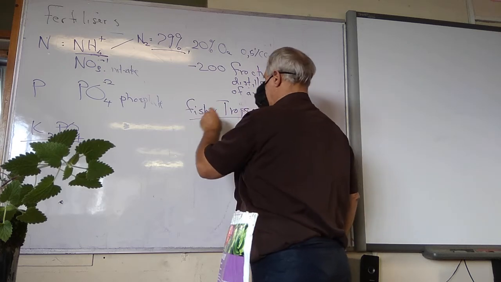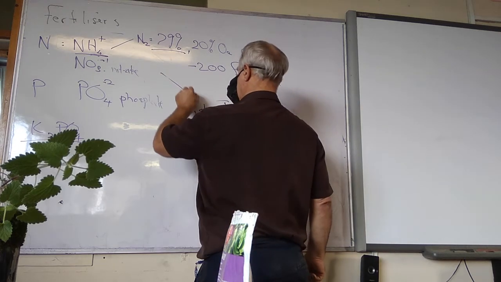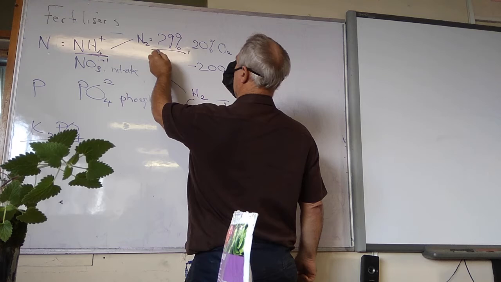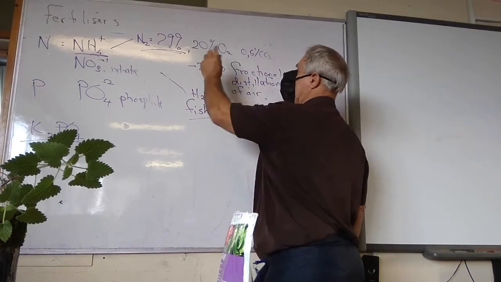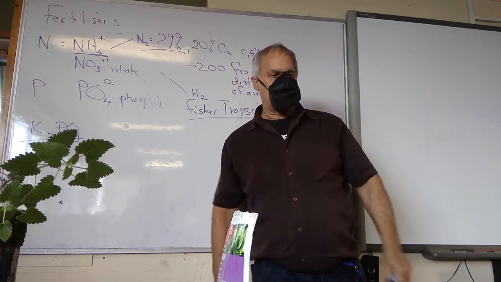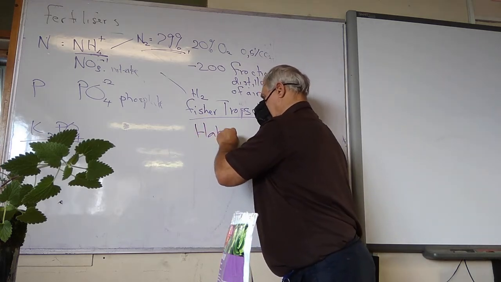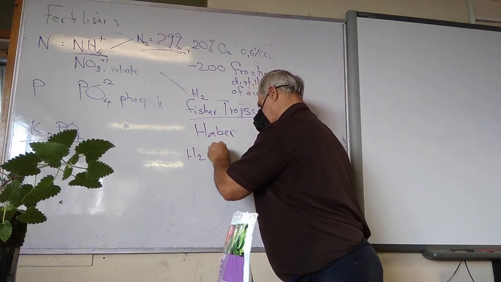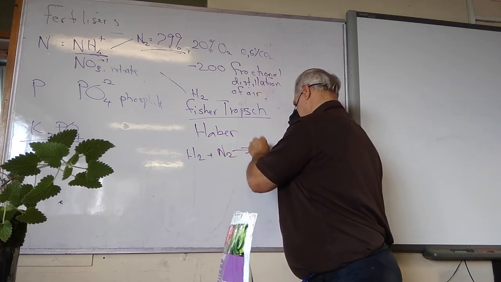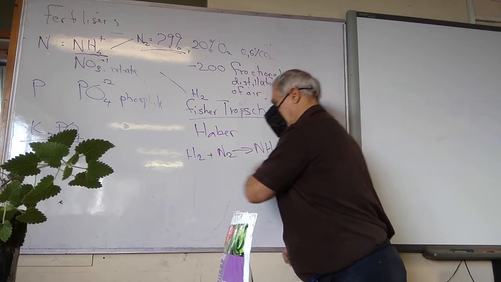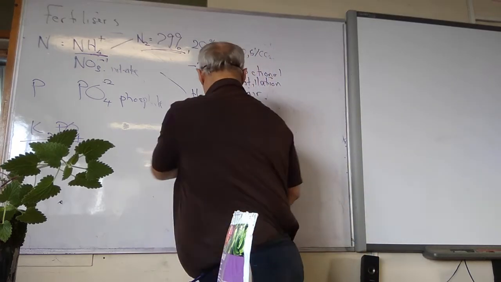Then they combine the two in a process called the Haber process, where H2 plus N2 goes to form NH3, ammonia. Haber process. All those processes you need to remember. But it's fun, it's easy, it's not hard. You read it once or twice, you'll know it.